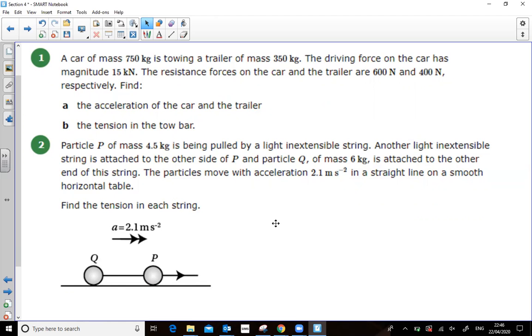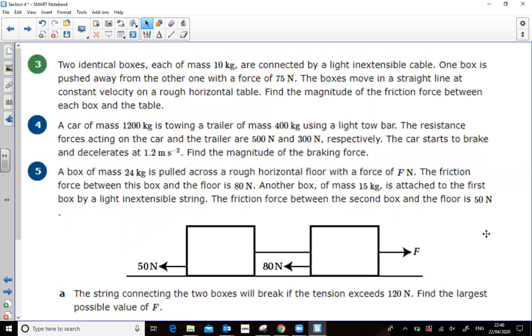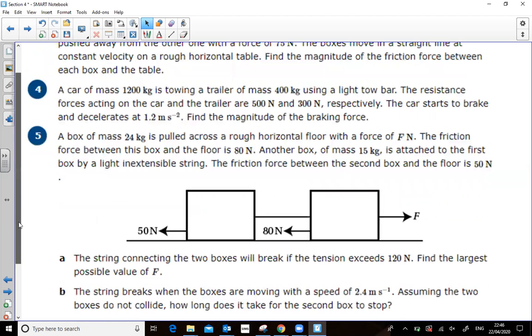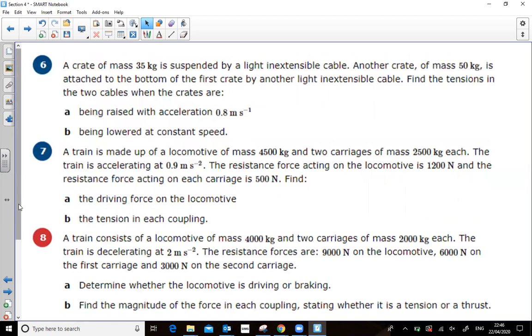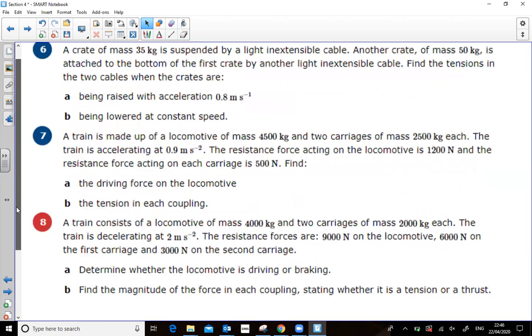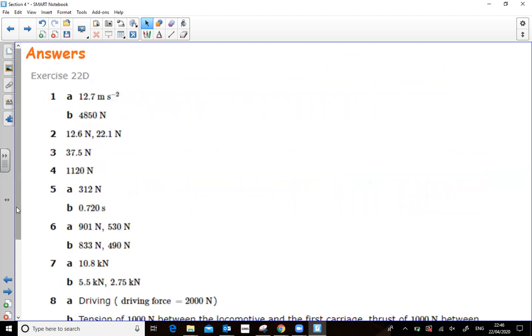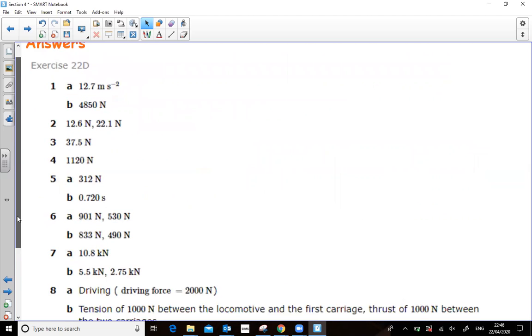So here are the questions 1 and 2. Questions 3, 4, and 5. Questions 6, 7, and 8. And here are the answers.